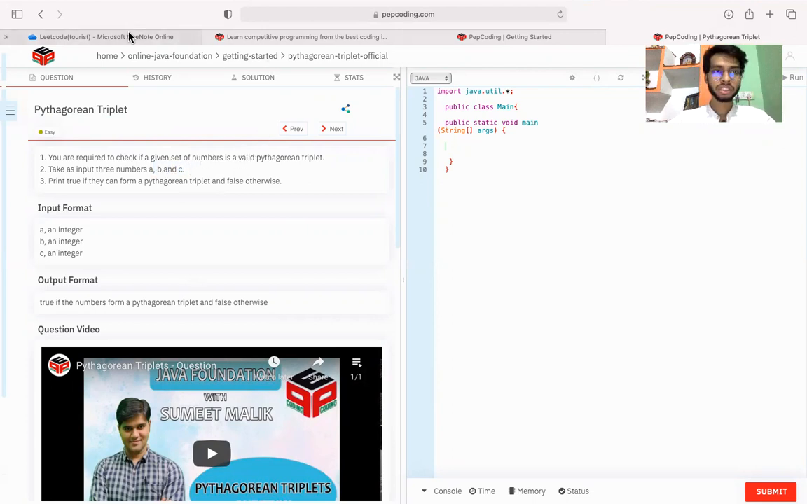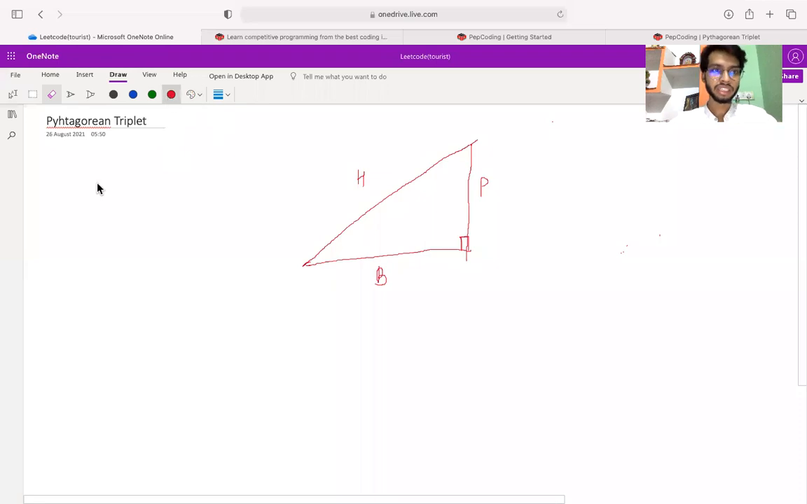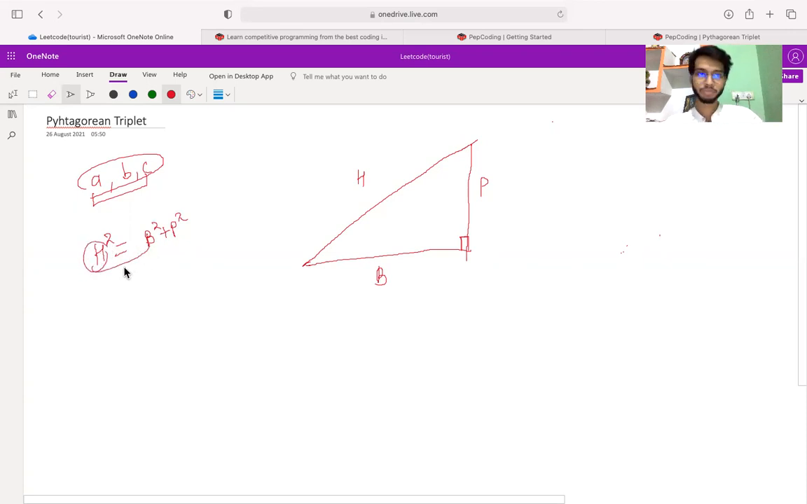Okay, so let's consider the condition like this. Firstly, we need to take three inputs, that is A, B, and C. Okay. So if I'm saying that these triplets are valid, what does it mean? It is going to satisfy a condition, that is h square must be equal to b square plus p square. So here h means, as we all know, h square equals b square plus p square. If this condition is satisfied, it means these Pythagorean triplets are valid.